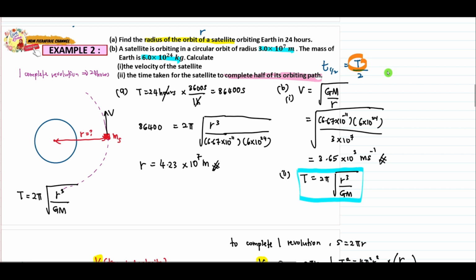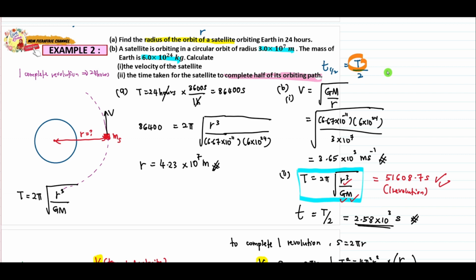So let's substitute all the information. The value of r we already have, this we have, this we have, the mass of the earth. So you will get 608.7 seconds. Okay, so this is the time taken to complete one revolution. So the question asks for half, so that means the time taken to complete half of its orbiting path. So t is equal to T over 2, and it is equal to 2.58 exponent 3 seconds. Okay, so this is the answer.